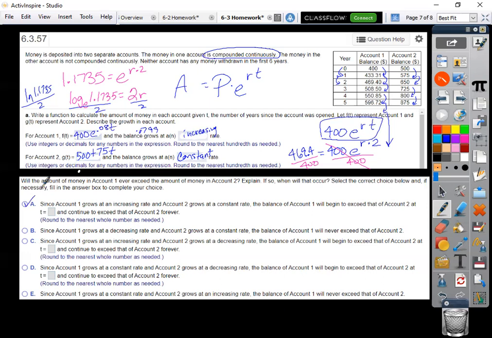So this does seem like the right answer. Account one grows at a decreasing rate? No. Account one grows at an increasing rate? Yes. Account two grows at a decreasing rate? That's not right. It's a constant rate.